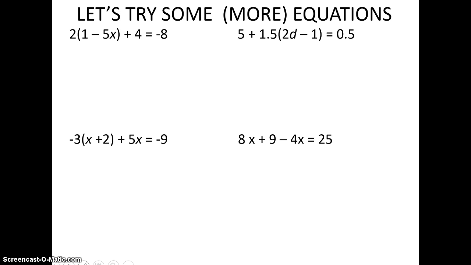All right, let's try some more. These are a little bit more difficult. We have some distribution to do. So let's go ahead and do the first one. I need to distribute. So I will arrow and I will arrow.